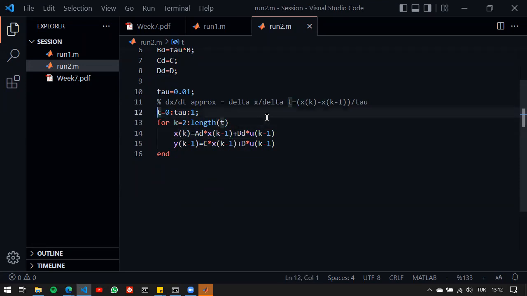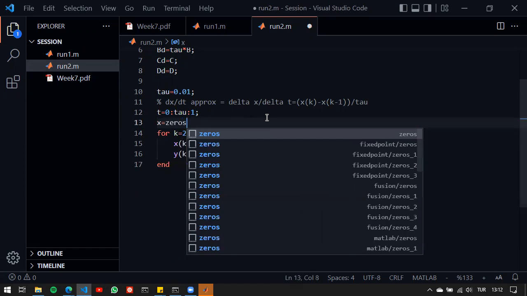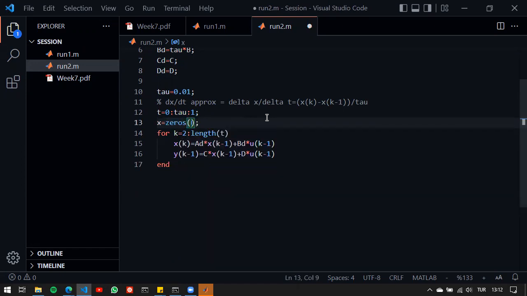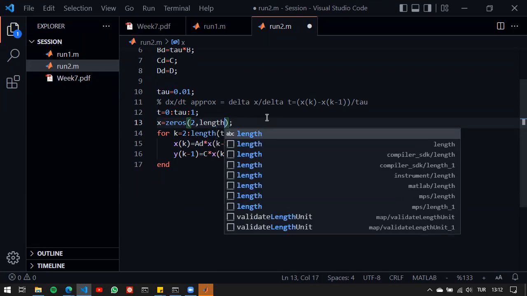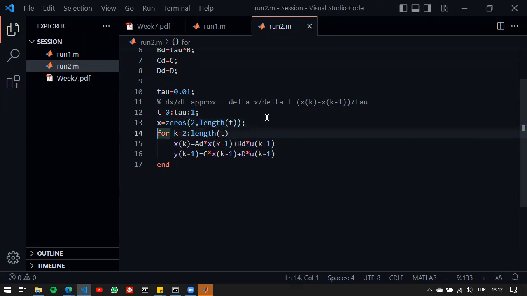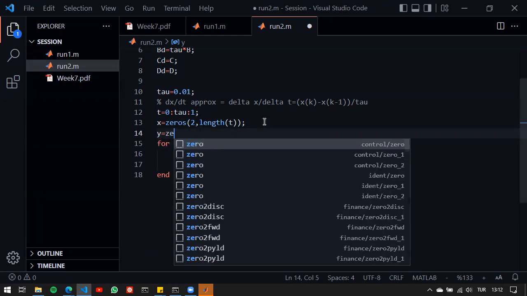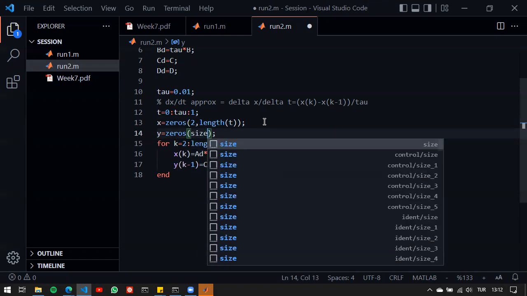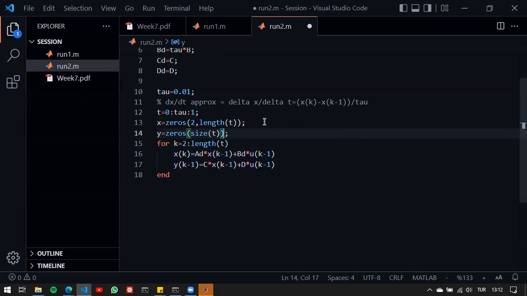So what we really should do, instead of doing this, is to define a kind of a matrix here. And in this matrix, we will have two rows, each row corresponding to each state variable, and then as many columns as the T vector has, because each column will correspond to the time instance. Now, if we define this, and since we're dealing with single input, single output systems, the output will be basically just 1 by length t or size t.